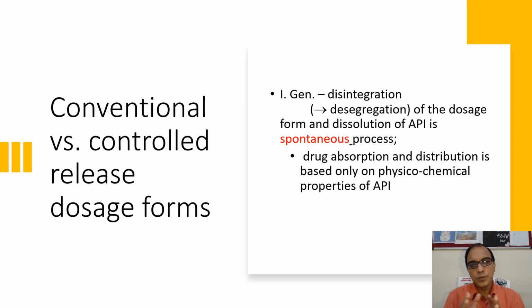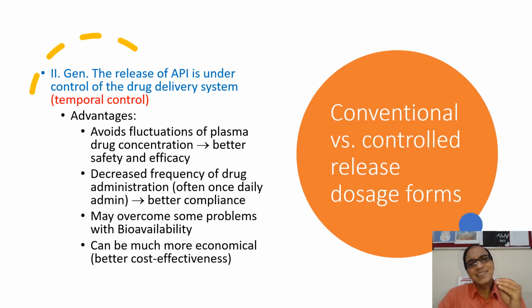Drug absorption and distribution is based only on the physicochemical properties of the API here, while in the second generation the release of the API is under the control of the drug delivery system. It is called temporal control. What are the advantages here? It avoids fluctuation of plasma drug concentration, which is the peculiar case in conventional dosage forms.